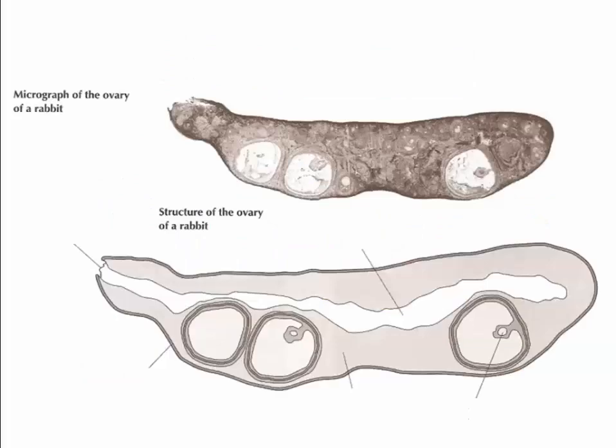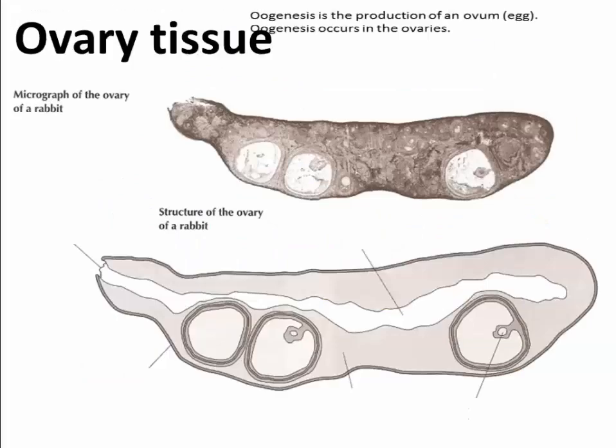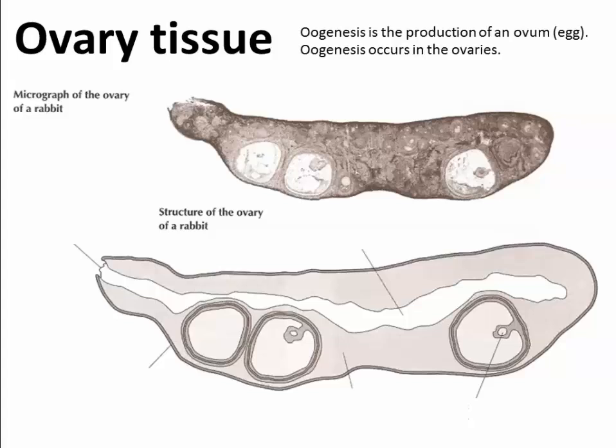That's about it. So let's take a look at the general structure of an ovary, and in this case we're looking at a rabbit ovary because this is one that's often used as an example of ovarian tissue. So you should know that oogenesis is the production of an ovum, and obviously it occurs in the ovaries, whereas sperm production occurs in the testes. Here you see an electron micrograph image of what an ovary looks like, and here's a diagrammatic form.